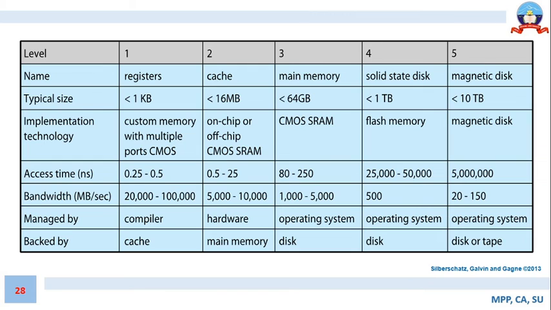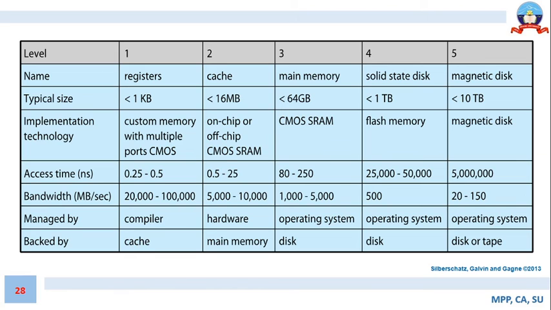Now in case of cache, it is 5,000 to 10,000 megabytes per second. In case of main memory, it is 1,000 to 5,000 megabytes per second. In case of solid state disk, it is around 500 megabytes per second. In case of magnetic disk, it's around 20 to 150 megabytes per second. Now just see, this is the rate at which the data is being transferred from the various memory types.